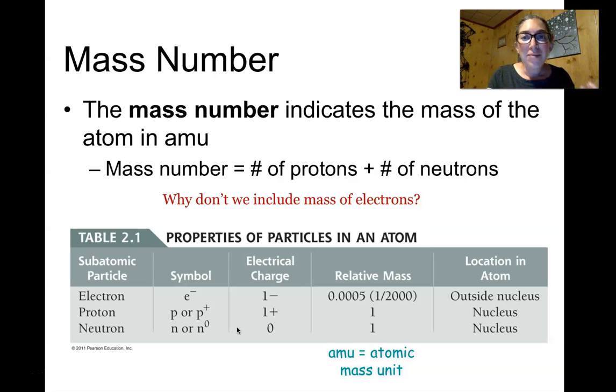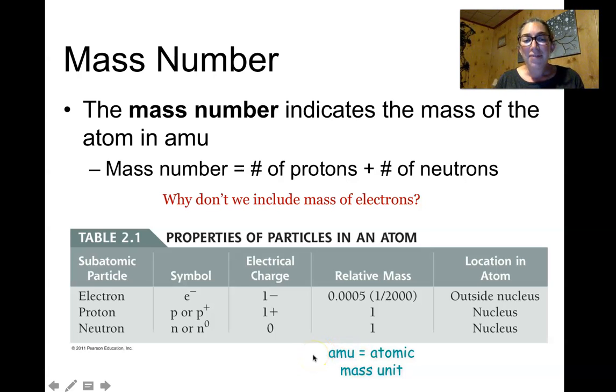And atoms are so incredibly tiny that we can't measure their mass in units of grams, or even something small like micrograms or nanograms or picograms. They are just not small enough. And so we have a special unit of mass that we use for measuring the mass of atoms, and it's called the atomic mass unit, the AMU.